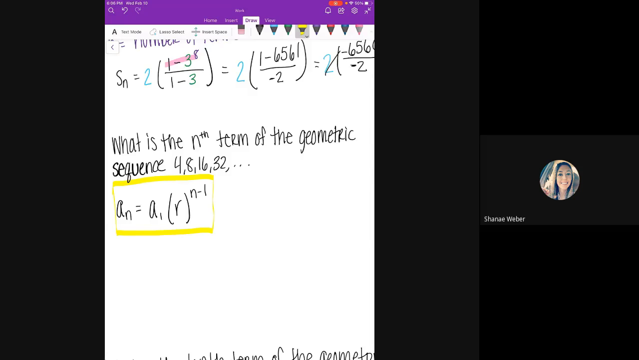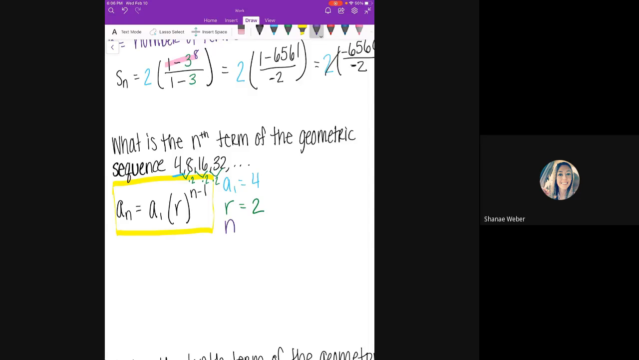So just like we did before, let's list out all of our variables. a1 is our first term. A1 equals 4 because that's our first term. R is how do we get from one number to the next? To get from 4 to 8, we multiply by 2. To get from 8 to 16, we multiply by 2. And then to get from 16 to 32, we multiply by 2. So R is 2.